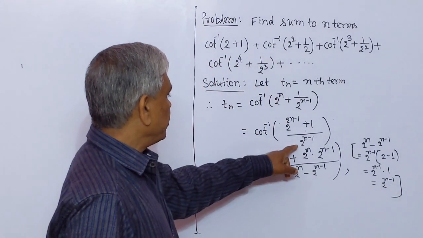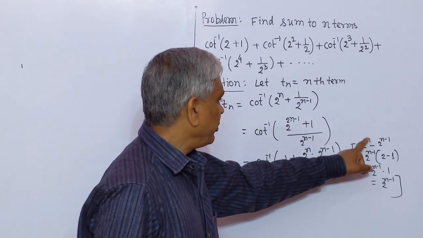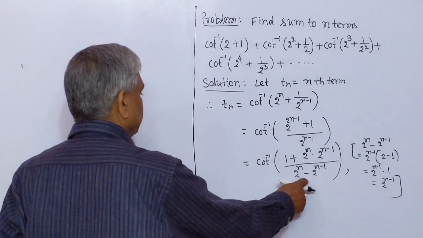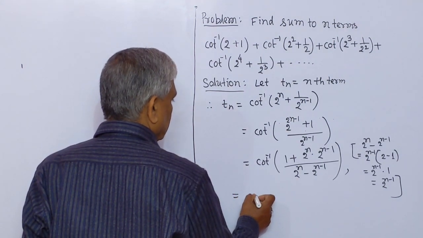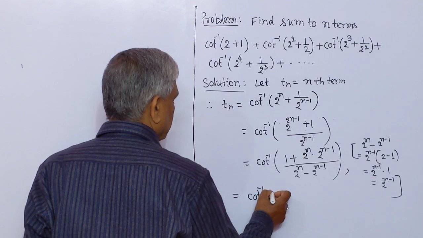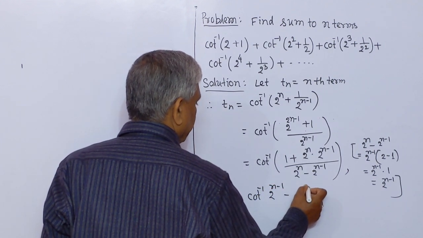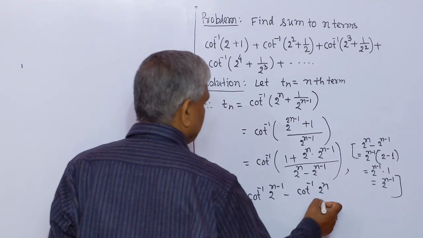Therefore, in place of 2 to the power n minus 1, we write 2 to the power n minus 2 to the power n minus 1 here, and this will be equal to cot inverse 2 to the power n minus 1 minus cot inverse 2 to the power n. Let this is number 1.